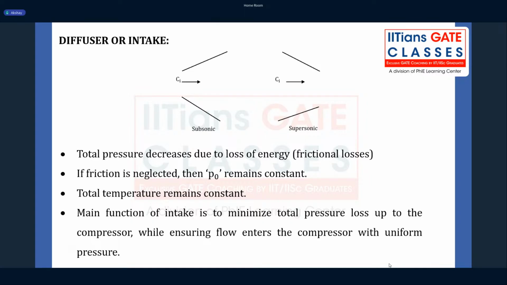A diffuser or an intake is a duct through which, when the flow moves, the kinetic energy is converted to pressure energy. That's the simplest way to explain it in engineering terminology, right? But we have studied from our aerodynamics, or maybe from your gas dynamics, if you have studied it once, that when you have a subsonic flow, right?